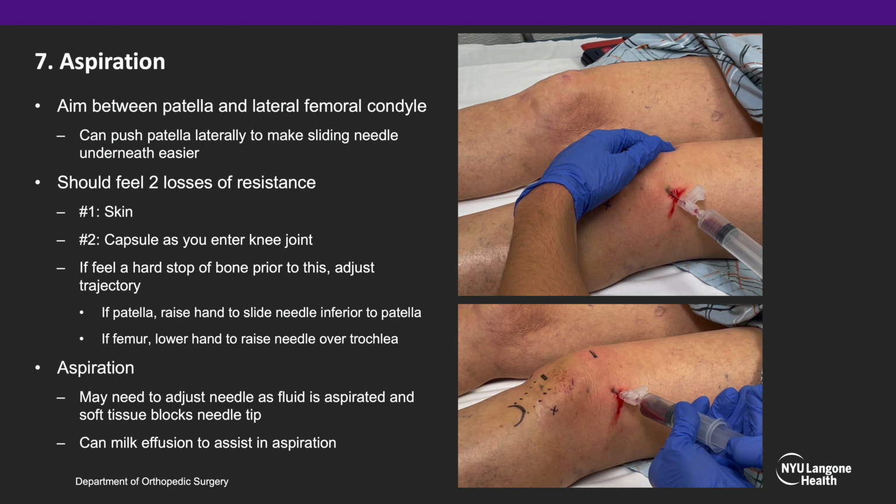If you find that you're hitting patella, raise your hand to slide the needle inferior to the patella. If you find you're hitting femur or trochlea, lower your hand to raise the needle up over the trochlea. Once you're in the knee joint, perform the aspiration.